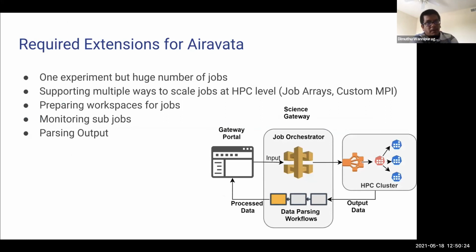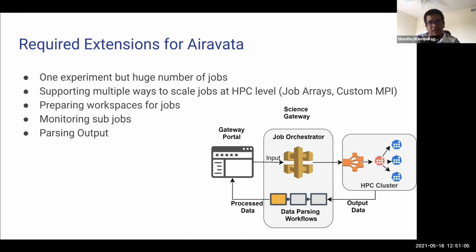And coming back to the problem, we use Apache Airavata, but still we couldn't use it as it is, because this problem is a different scalable problem. Basically in Airavata, we have a concept called one experiment, one job. A user submits one experiment and it's submitted as one job. But here, one experiment could be scaled into a number of jobs. So in that case, we have to support this parameter sweeping aspect at the job orchestrator level of Airavata.